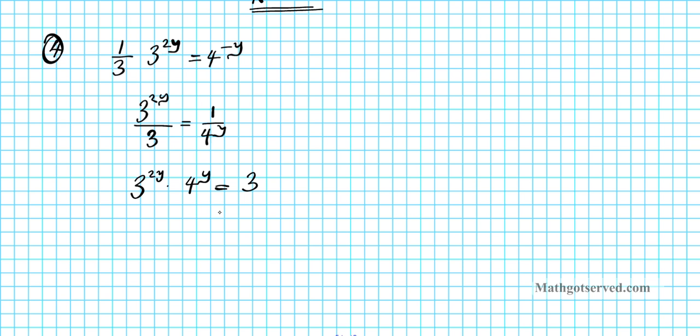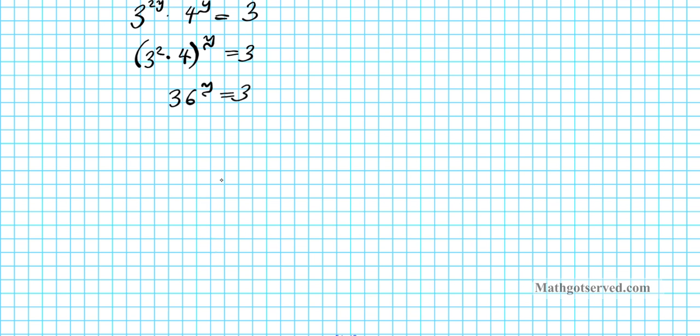Okay? All right, now if you notice, these two terms are being raised to the y. So we use the reverse of the product of powers property. We can factor out this common power, and this term can be written as 3 squared times 4 raised to the y power equals 3. Okay? Now 3 squared is 9, 9 times 4 is 36, so we have 36 to the y power equals 3. And then to finish this off, we just basically divide both sides by 36.